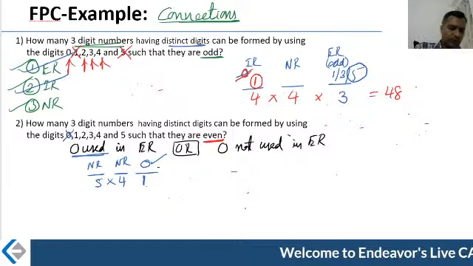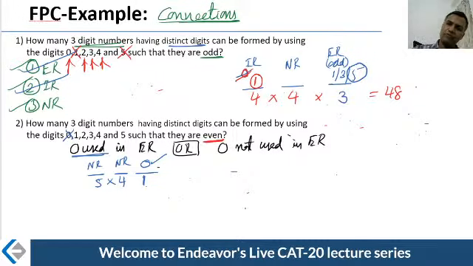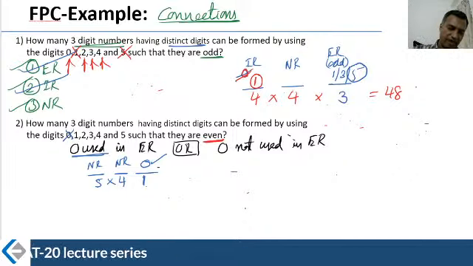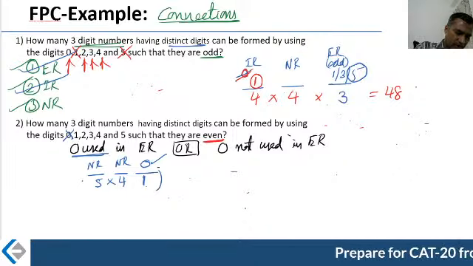What about the remaining places? Therefore, 5 into 4. The first place can be filled in 5 ways. The remaining place can be filled in 4 ways, because 0 has already been used in the explicitly restricted area. Very good. This is one side of the answer.